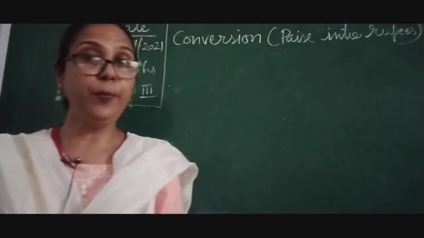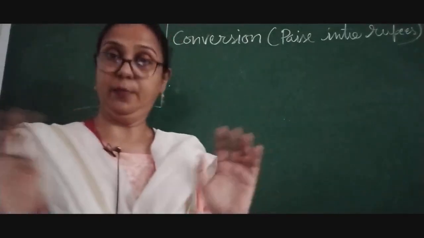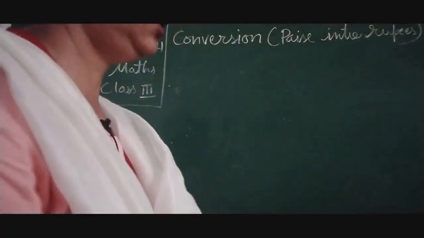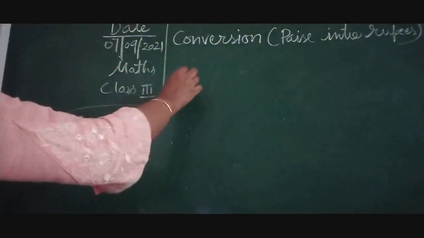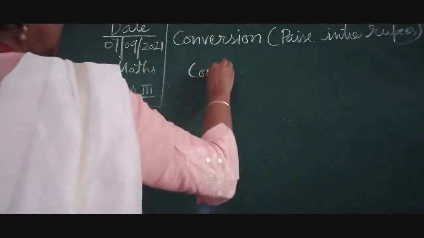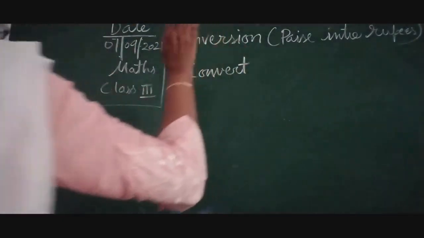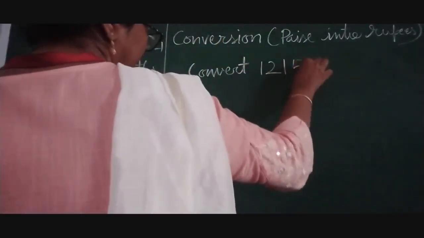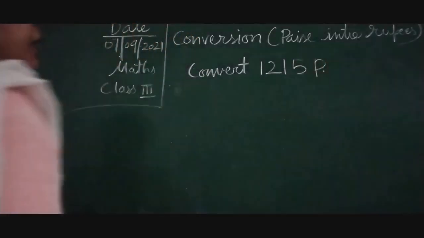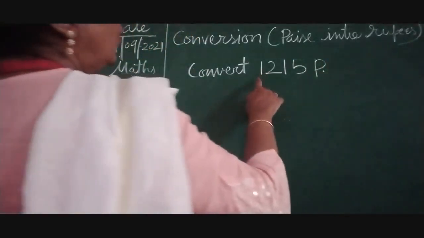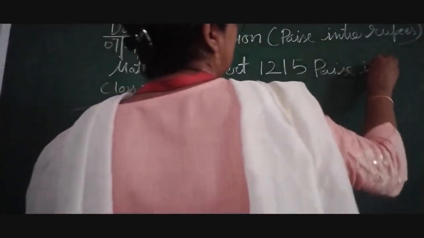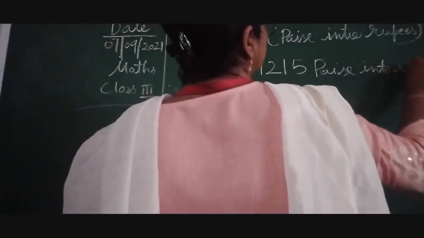Then we will find rupees in an arranged manner. First, suppose we have to convert, this is only an example, children: convert 1215 paise into rupees. Okay, it is simple, children.